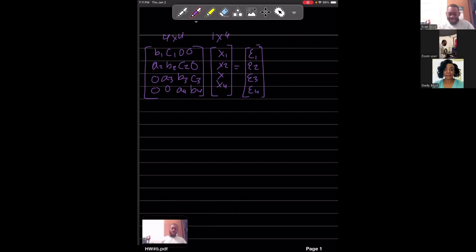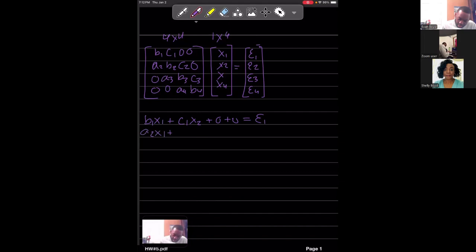But here we have our 4 by 4, 1 by 4 linear system, and in the general case, if we go row by row, we're trying to find our epsilon 1. So it'll go like B1 X1 plus C1 X2 plus 0 is equal to epsilon 1.